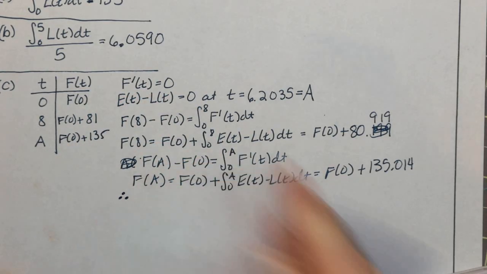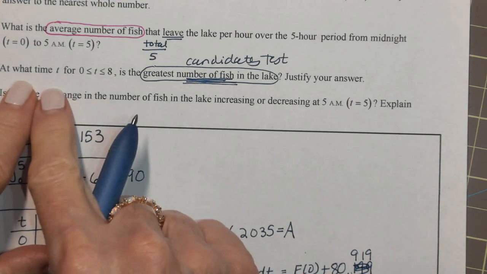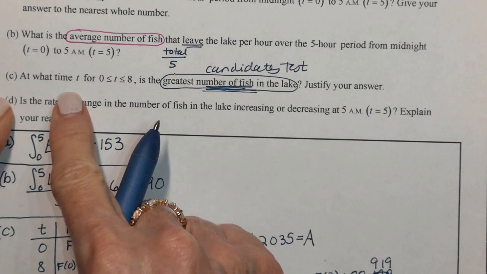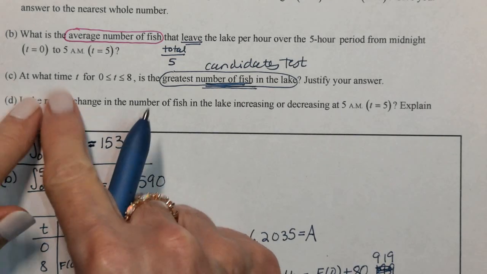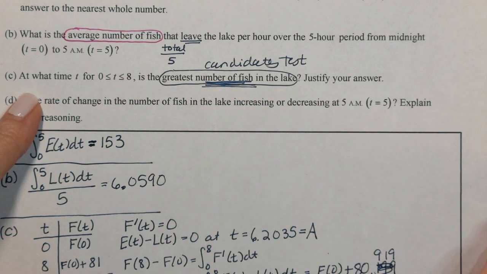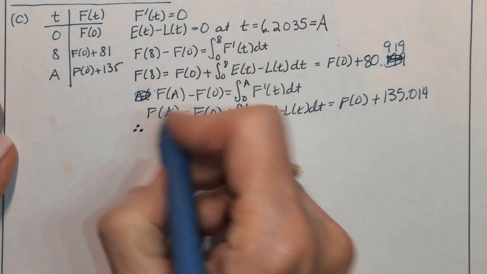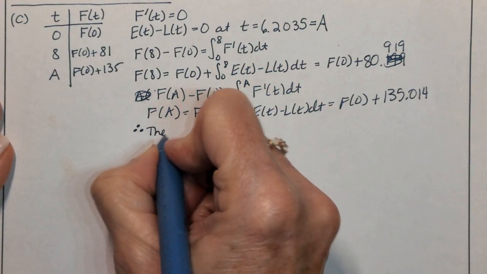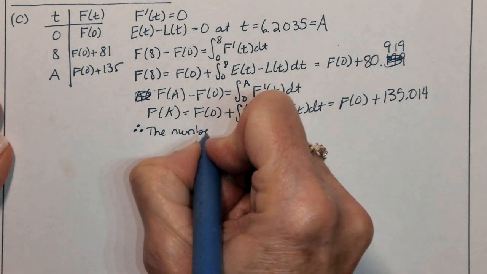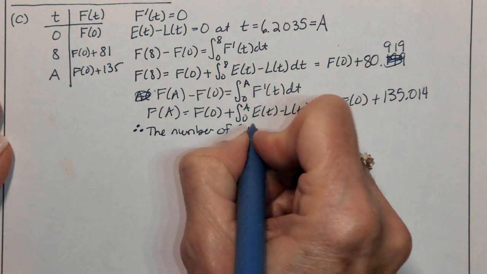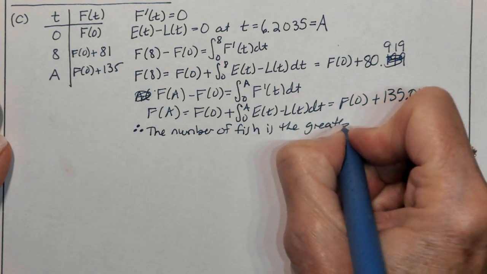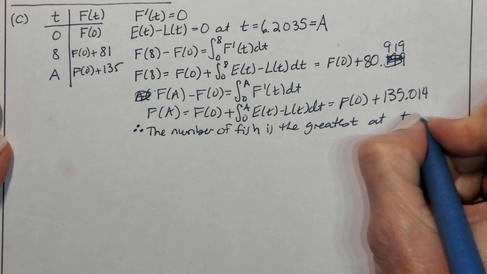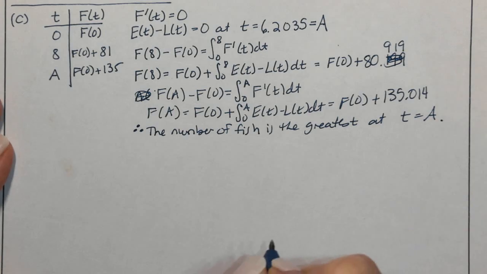Therefore, we were asked at what time. We were not asked what was the greatest number of fish. We were asked at what time is the greatest number of fish in the lake. So therefore, the number of fish is the greatest at time A.